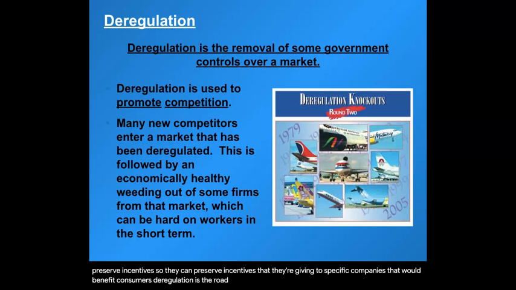Deregulation is the removal of some of the government controls in the market. Deregulation is used to promote competition. That's when the government is stepping out and not having control over different companies, different firms, in order to increase competition within those companies.